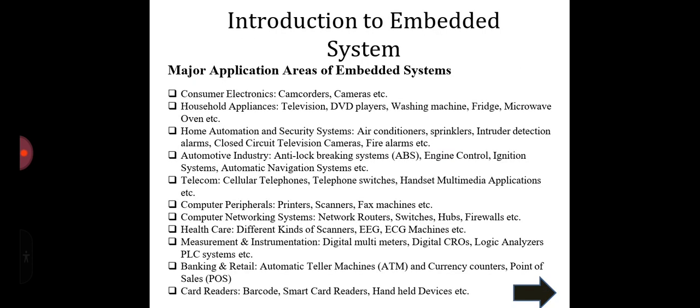Next one is the application of embedded system. Consumer electronics, household appliances, home automation and security systems, automotive industry, telecom, computer peripherals, computer networking systems, healthcare, measurements and instrumentation, banking and retail, and card readers. In all these types of instruments, embedded systems are used.